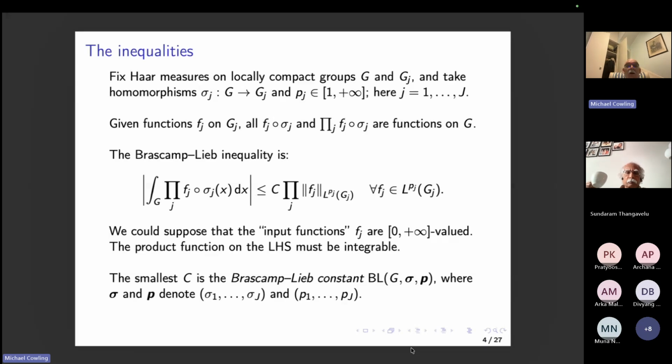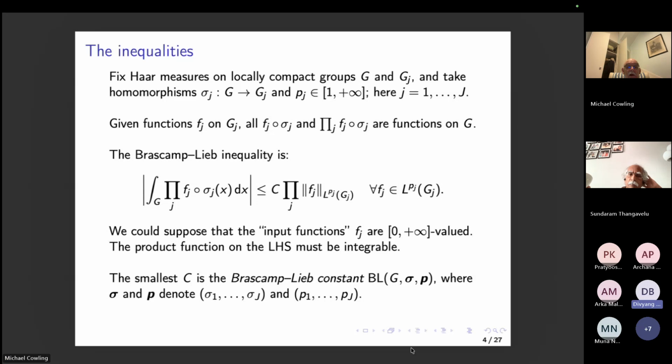So what are Brascamp-Lieb inequalities? First of all, let's take locally compact groups G and Gj, where j goes from 1 up to big J. And for each j, we take a homomorphism sigma j that goes from G to Gj. And we also take an index pj, which is between 1 and infinity. Actually, for some purposes it's reasonable to take pj between 0 and infinity, but then L^p is not a Banach space and there are some complications.